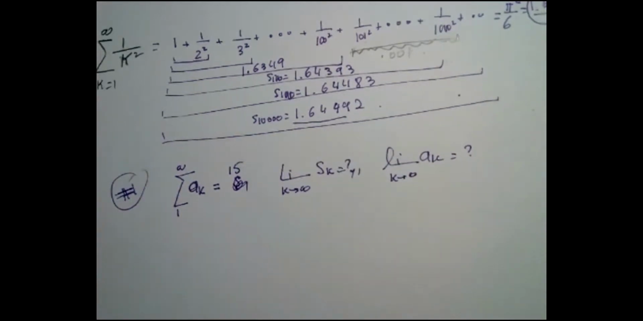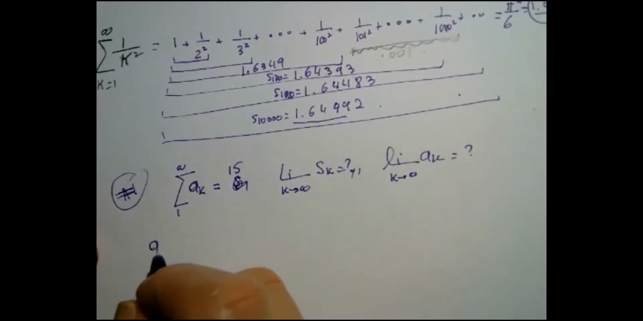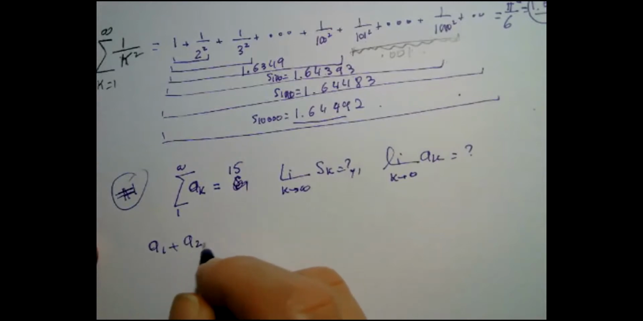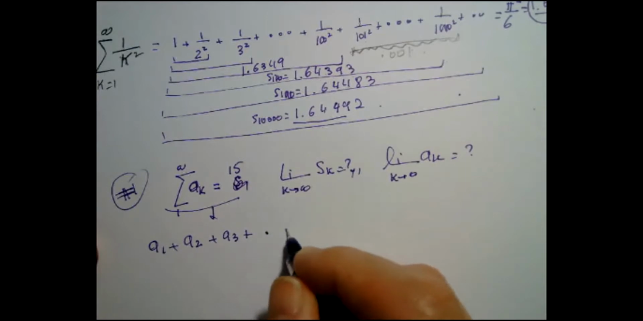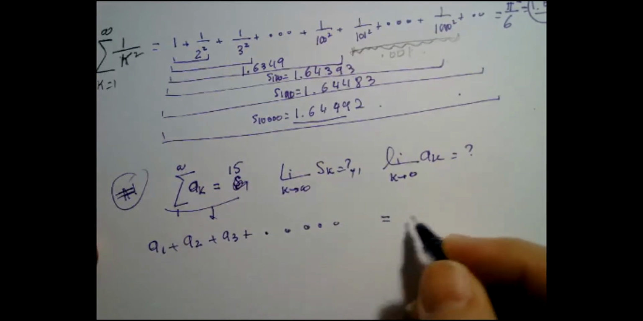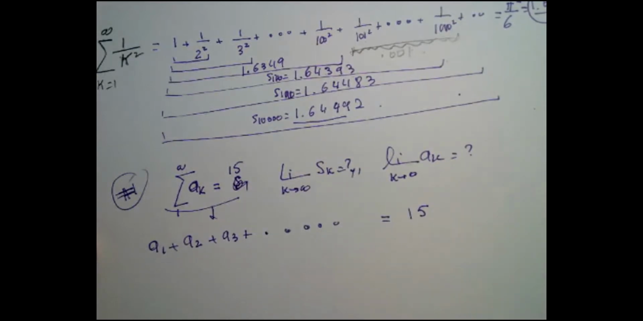Okay, so basically if I take a1 plus a2 plus a3 plus etc., what does this mean? The sum is equal to 15. So what does it mean about the partial sums? And what does this tell me about the a_k?